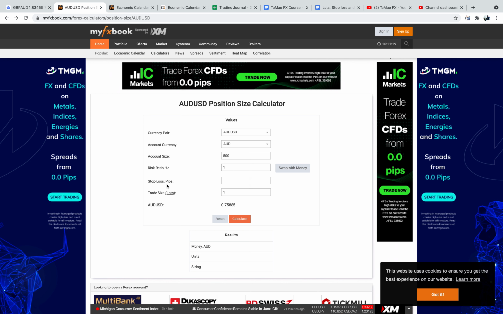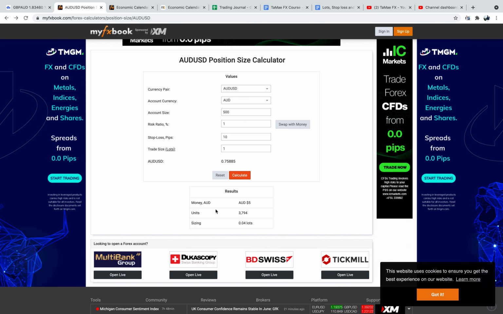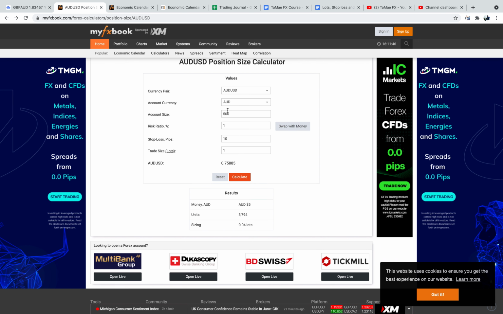Then it asks you what's the stop loss you're going to be using. So in the example that we gave, it was 10 pips. That was the stop loss. Trade size, you don't change it. Everything you leave alone. Then you click calculate. When you click calculate, it will tell you you are risking $5, which is 1% of this trade. Then sizing, these are the lots you're going to be using.